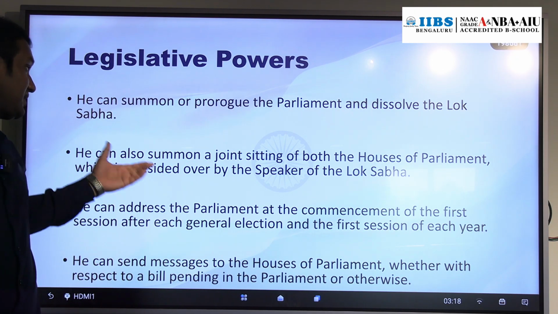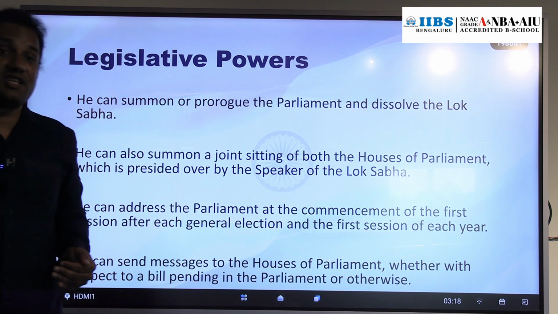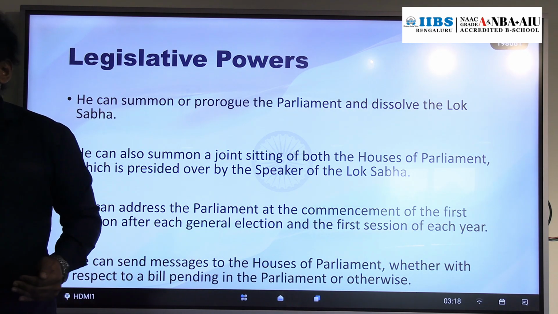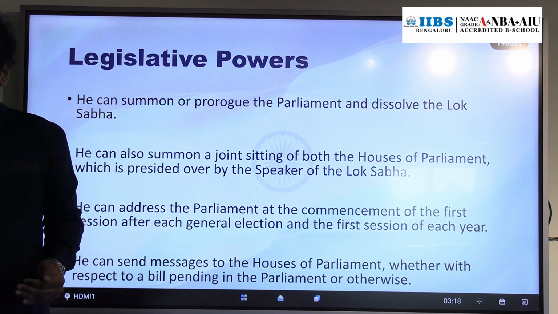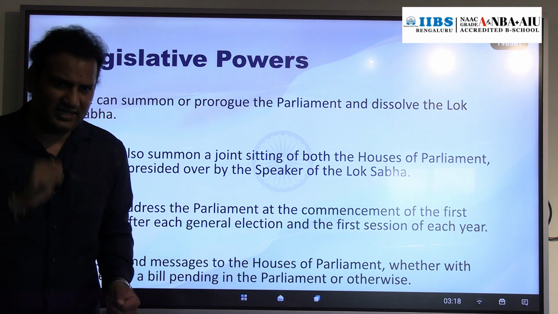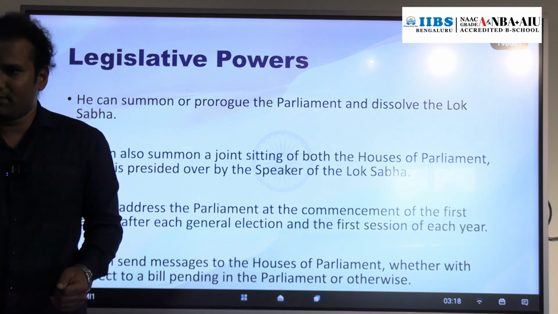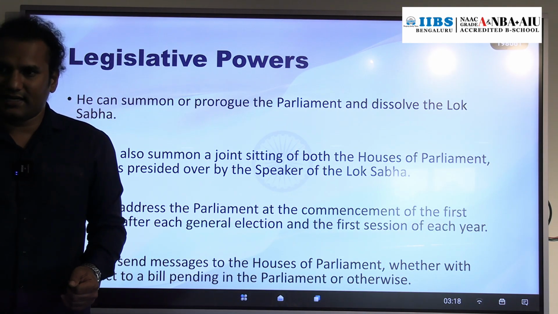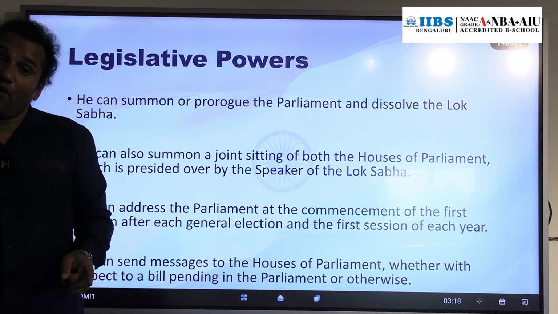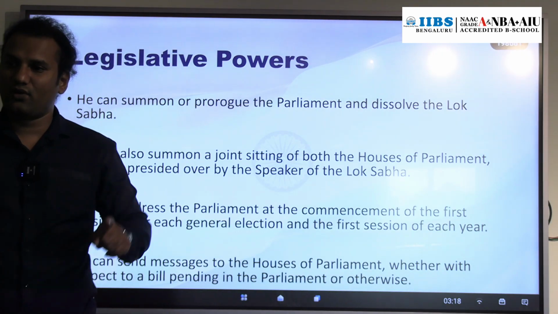Whenever the general election is conducted, after the general election, there is a first session. That first session will be addressed by whom? The President of India. Take an example: last year, 2024, in the month of May, there were elections. Then the monsoon session was conducted in July and August. So that is the first session after the general election.